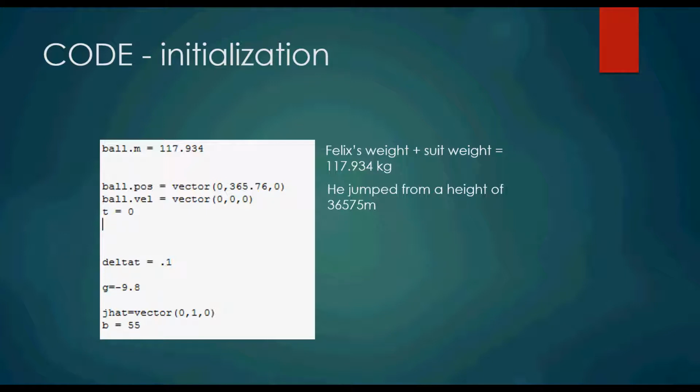Now for the code. This was initializing the initial values that I needed to set the conditions for his jump. So I set the mass equal to 117, and he jumped from a height of 36,575 meters, which I divided by a factor of 2 so that the numbers were easier for visualizing.